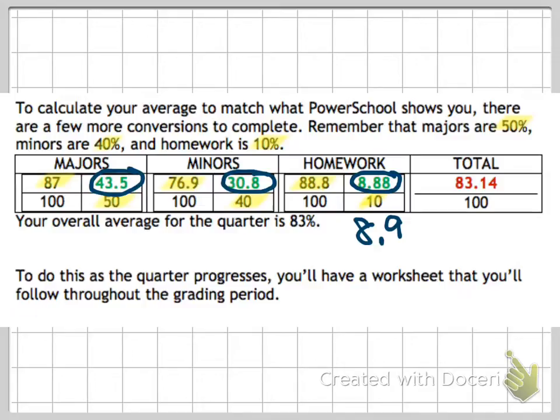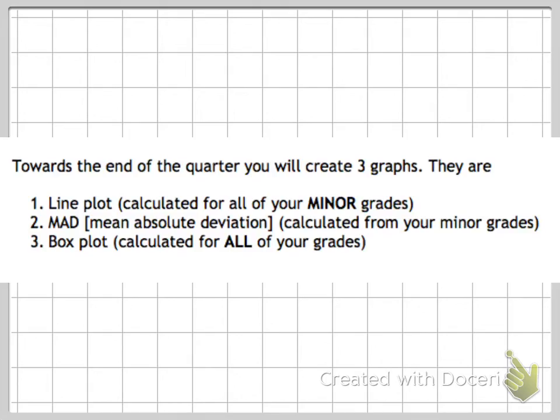The overall grade would then be to add these new numbers up. 43.5 plus 30.8 plus 8.88. This person's grade is an 83.14. In PowerSchool, that would round off to an 83%. To do this as the quarter progresses, you'll have a worksheet that you will follow throughout the grading period.